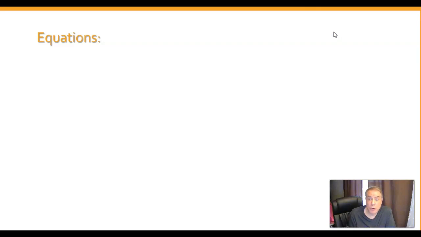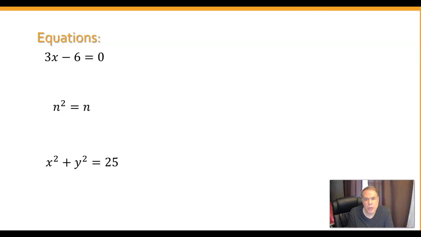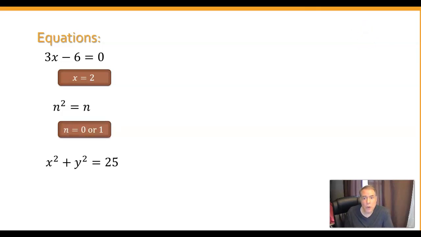First of all, you know what equations are, right? The kinds of equations you'd study in a basic algebra class. Things like 3x minus 6 equals 0, or n squared equals n, or x squared plus y squared equals 25. In these kinds of equations, the variables stand for numbers. And when you're solving the equation, you're coming up with a number that can go in place of the variable to make the equation true. Like for 3x minus 6 equals 0, x would have to equal 2. For n squared to equal n could be either 0 or 1. 0 squared equals 0, and 1 squared equals 1.